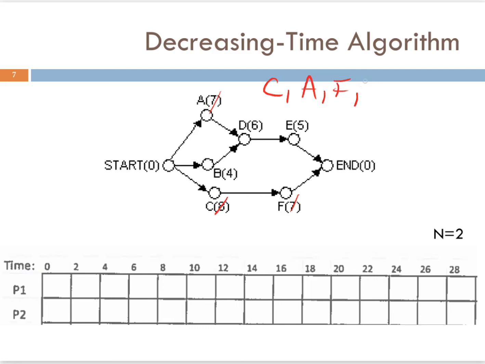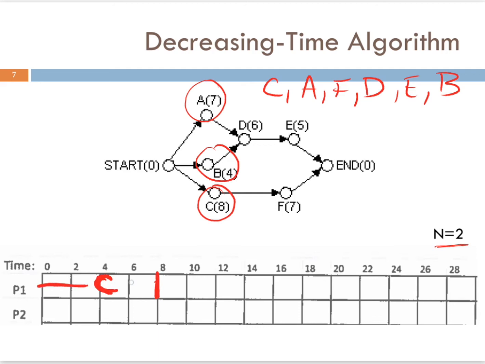Then we're going to have D, which is 6. Then we have E, which is 5. And then we have B finally, which is 4. So now we've created our decreasing time priority list. We're going to perform it with 2 processors, circle the ones that are eligible, and we want to do C first. So C is 8. We're going to write a C right here for processor 1.